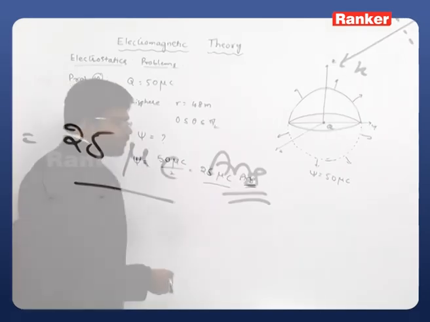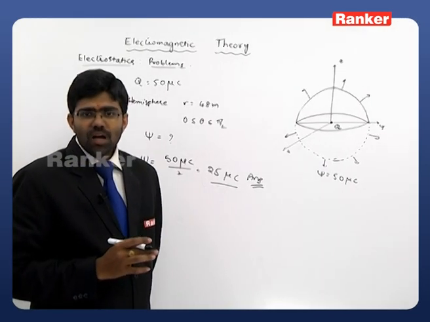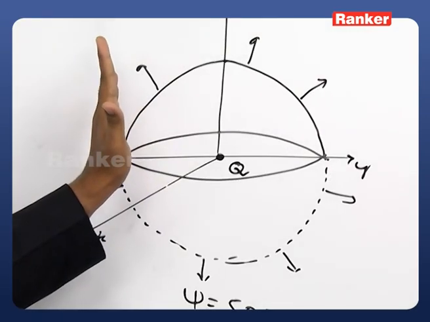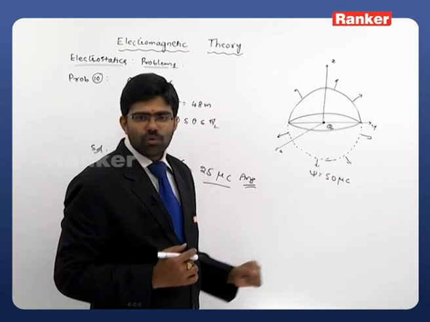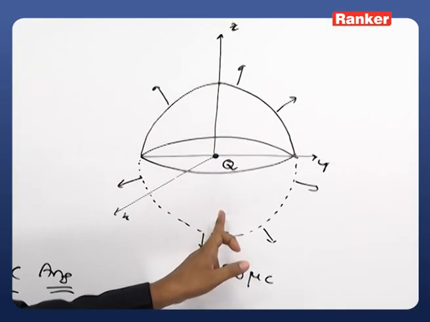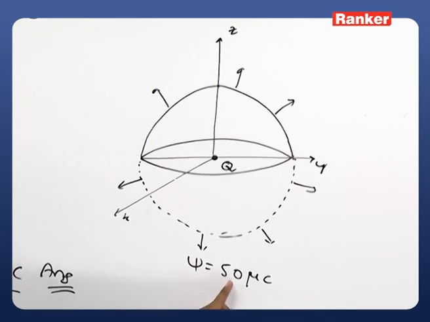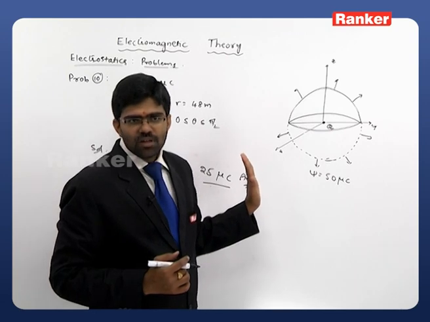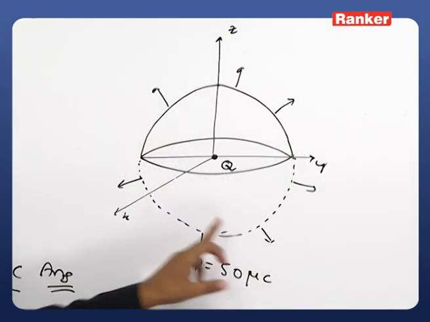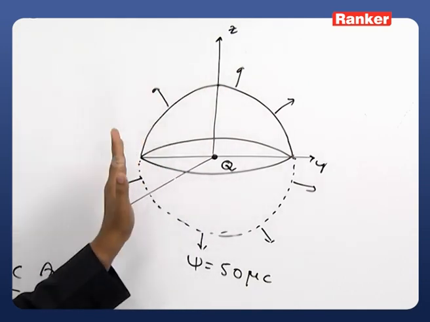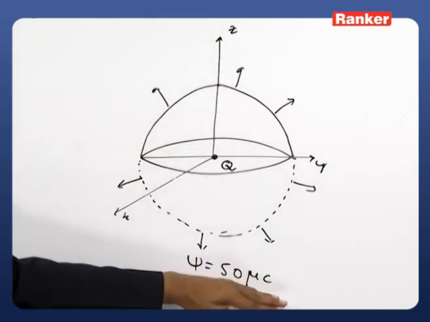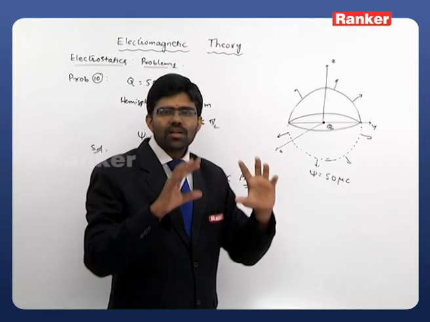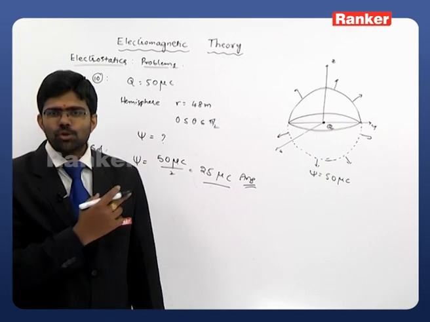This is our answer. With observation you can say that if the same problem was asked with only a quarter part of the sphere given, then the answer is 50 divided by 4. If 3/4 of the sphere is given, then 3/4 of the flux will pass through it. Like that, we have to divide the entire flux according to the requirement. Since it is half of the sphere, only half of the flux will pass through it. So this is the solution for this question.